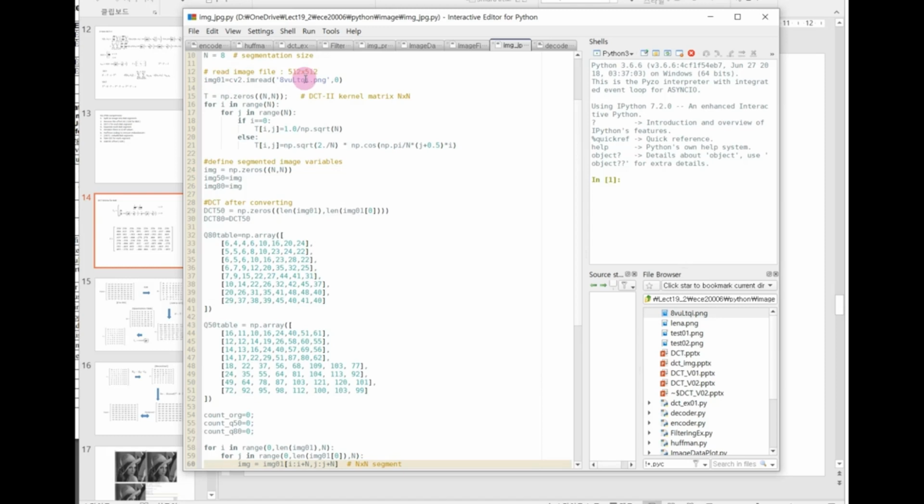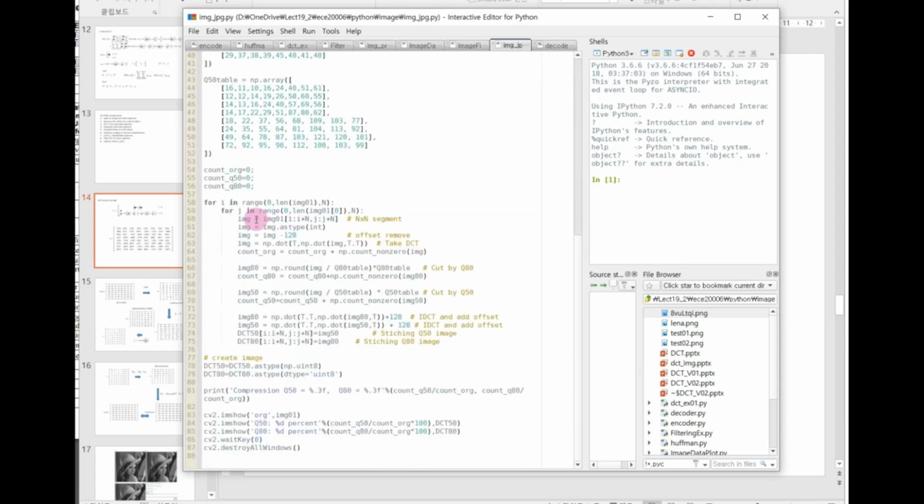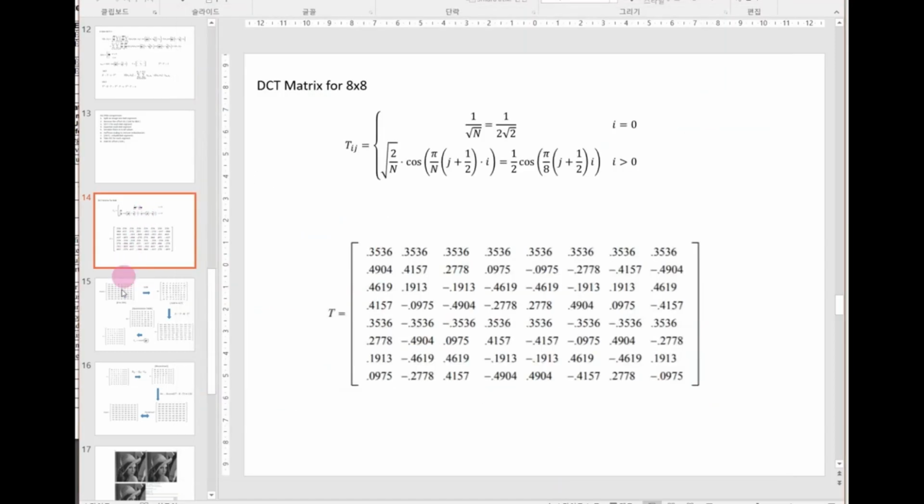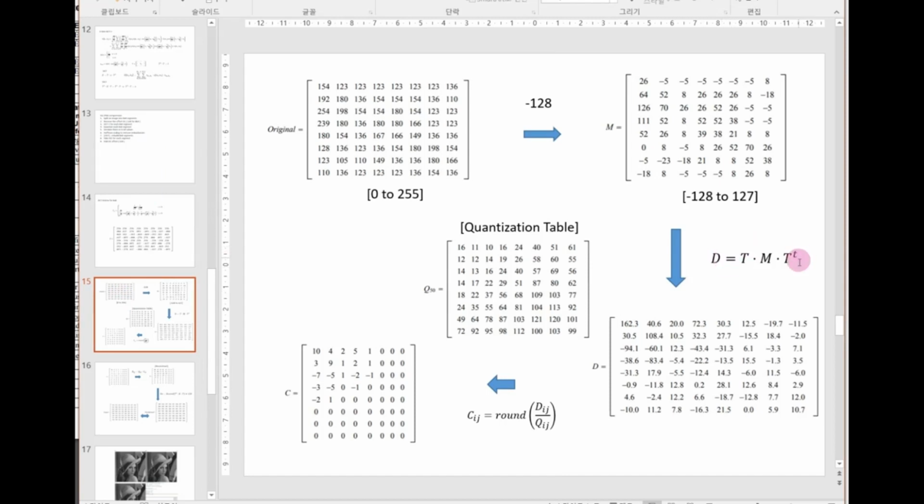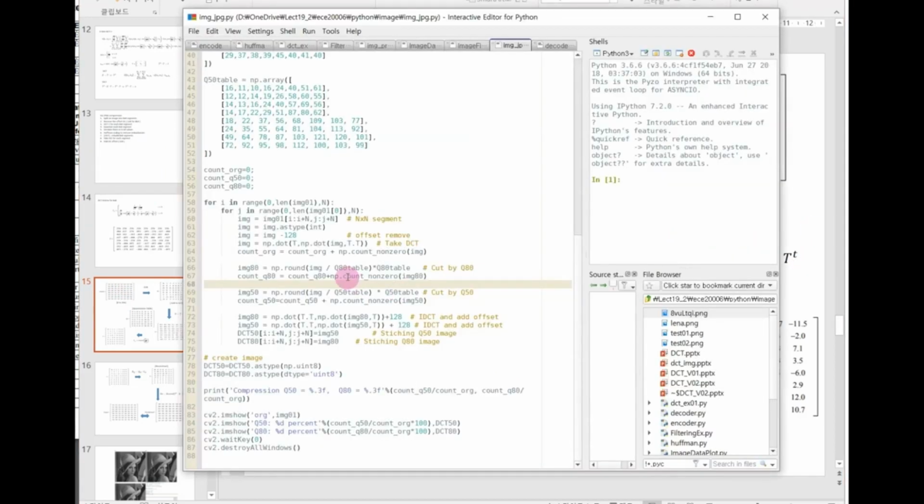The original image is 512 times 512. So this is a big image, but we segment it 8 by 8. So at one time, I convert an 8 by 8 image matrix like that. This is the first segment, one of the segments, converted into signed numbers. And then I take the DCT by the dot product with the T transpose. You know that this operation is just this operation.